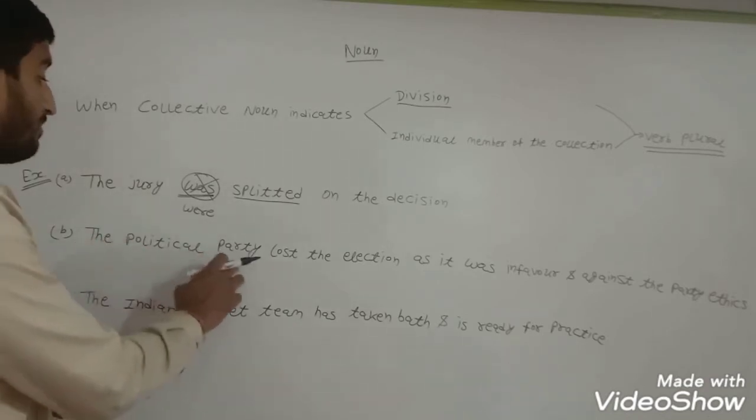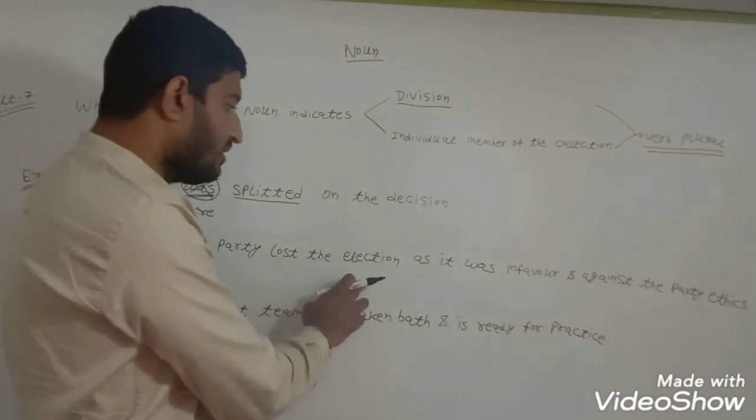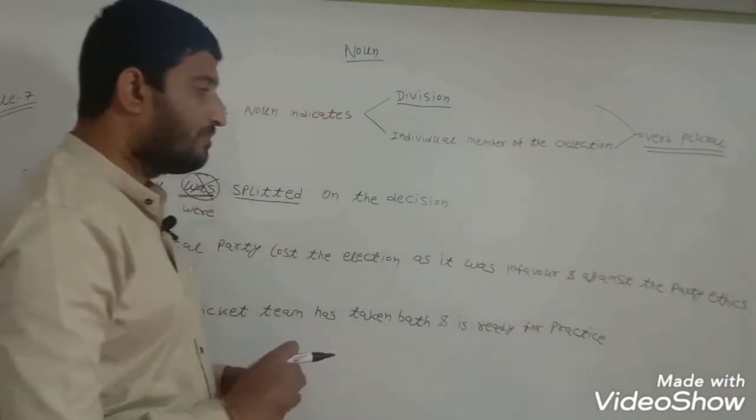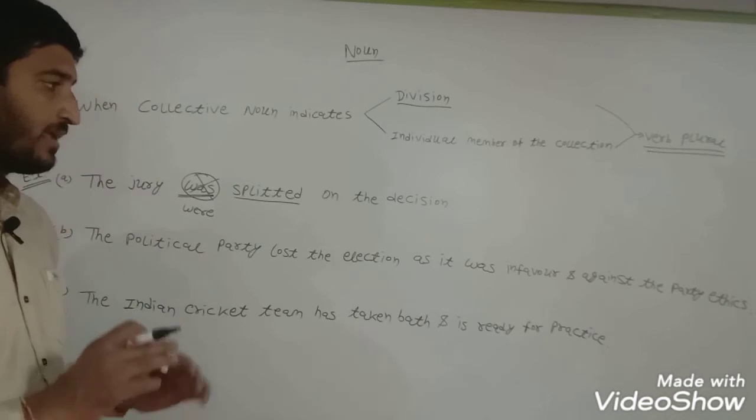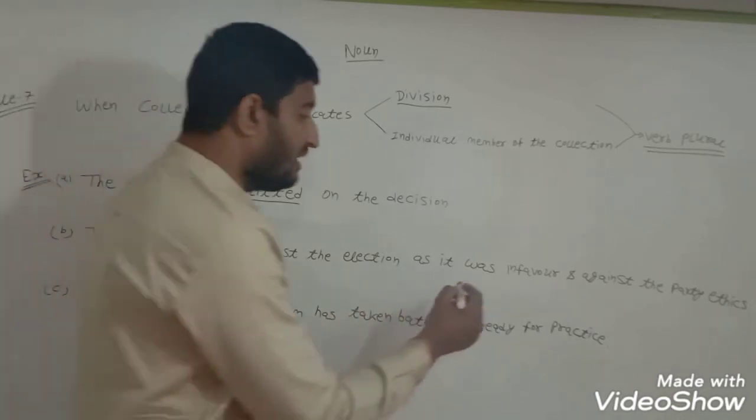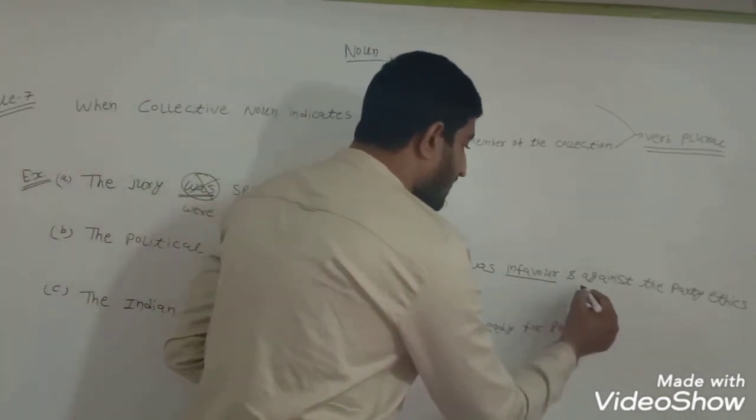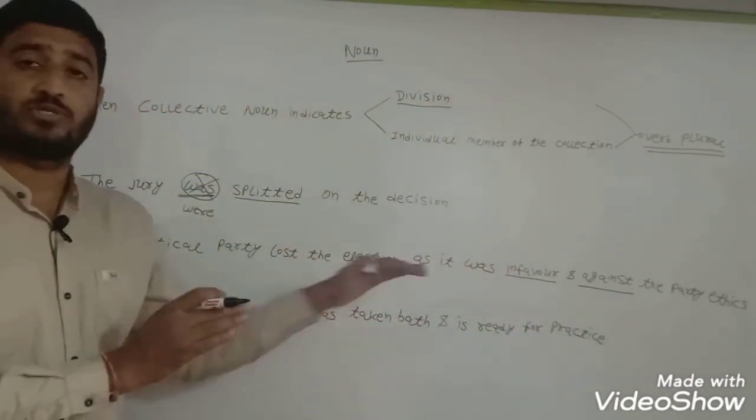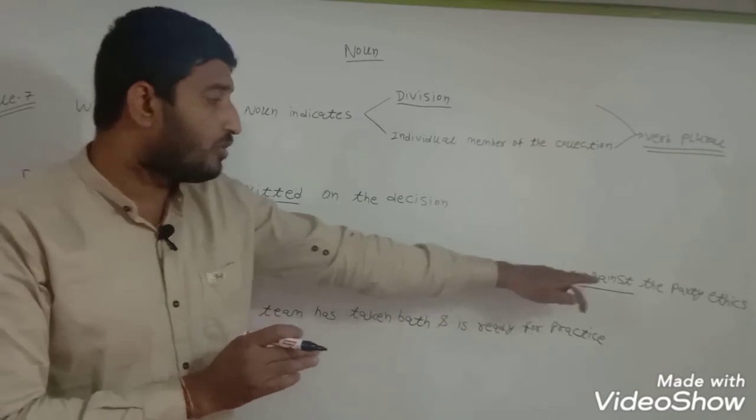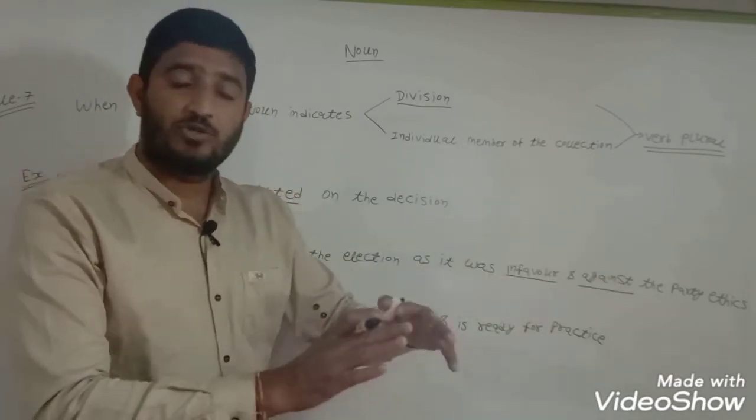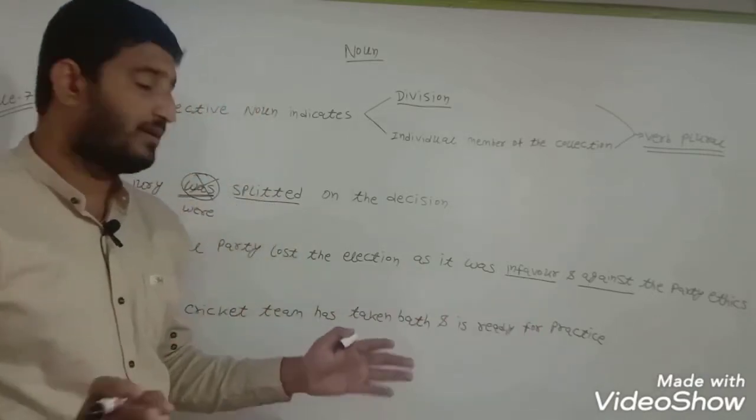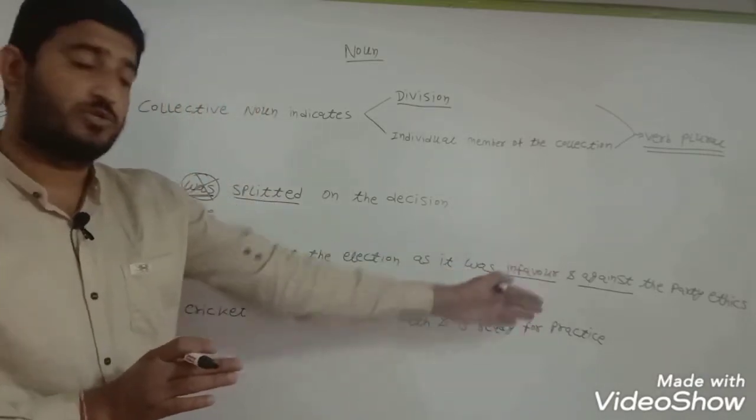The political party lost the election as it was in favor and against the party ethics. In this example, we have to see that few were in favor and few were against. Kuch log party ke ethics ko support kar rahe the, kuch log uske against mein the. So they are also of 2-3 or more than teams, different. Alag alag hue apne views mein.